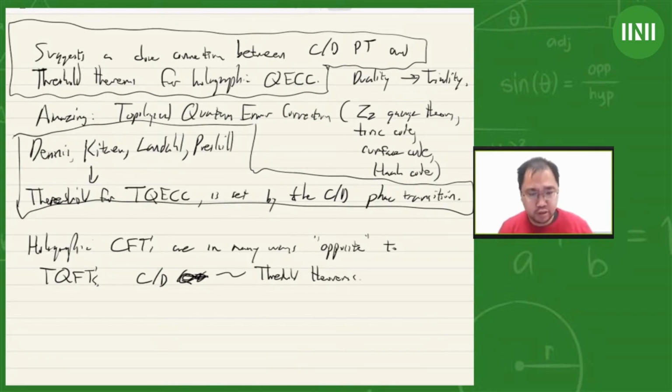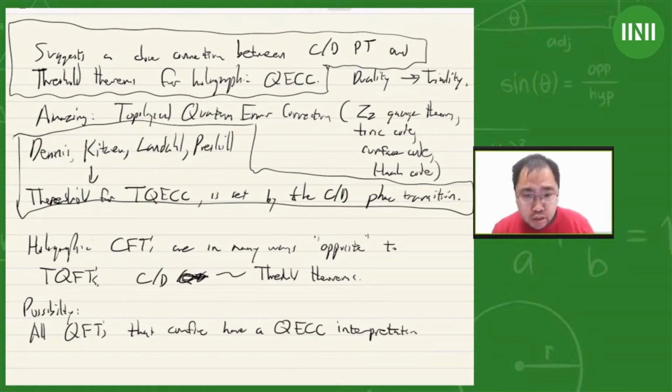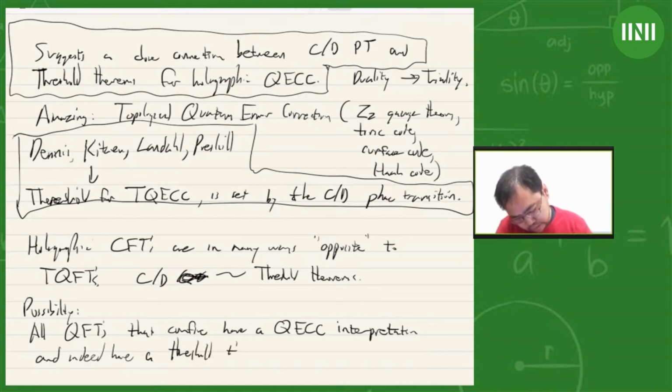So this now motivates another natural question. Possibility, conjecture, however you want to say it, which is that all QFTs that confine have a quantum error correction interpretation, and indeed have a threshold set by the confinement-deconfinement phase transition.